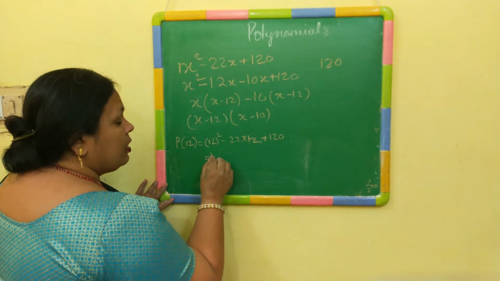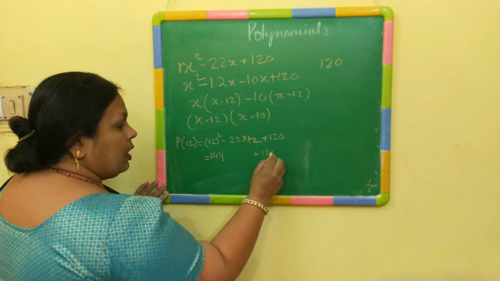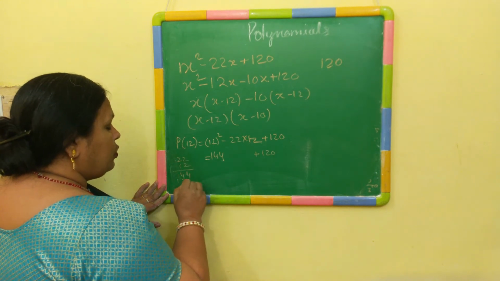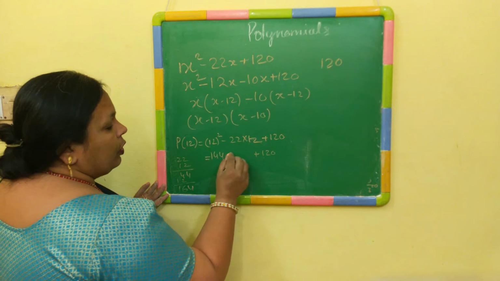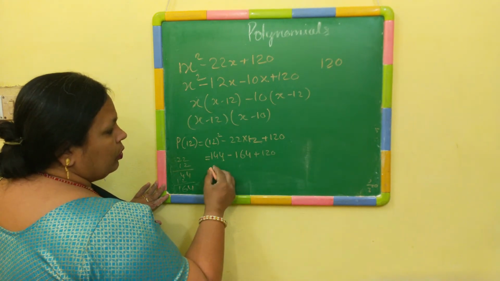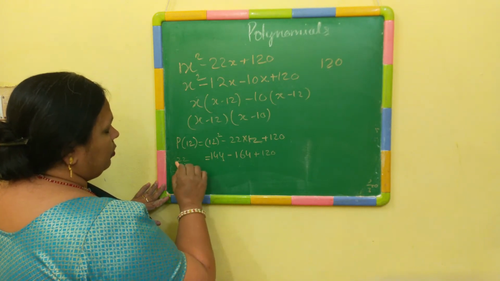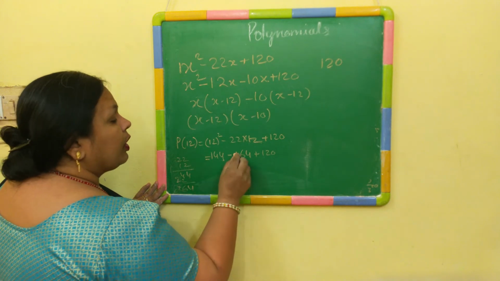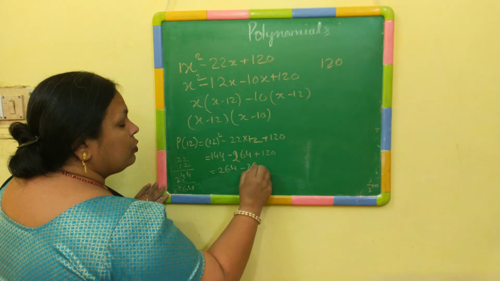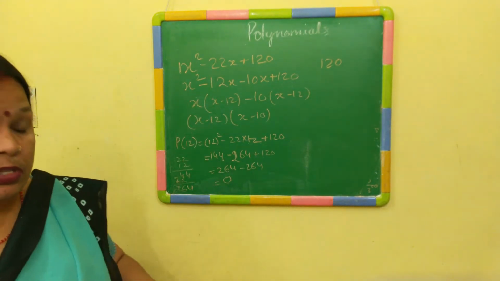Now 12 square is 144 and this is 120. What is the product of 22 into 12? This is 264. So minus 264. Now when you add these two, 144 and 120 is 264. Clear? So when you add these two, you are going to get 264 minus 264 is equal to 0. Hence, x minus 12 is a factor.